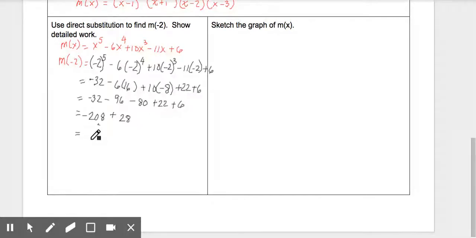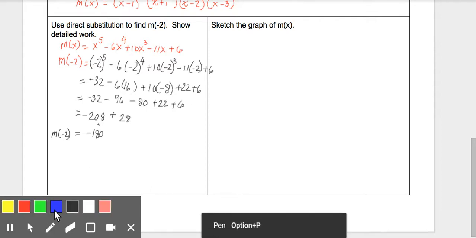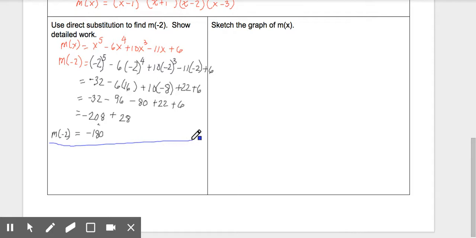So 208 minus 28 is negative 180. So m of negative 2 is equal to negative 180. Now, we can also find m of negative 2 by using synthetic substitution.